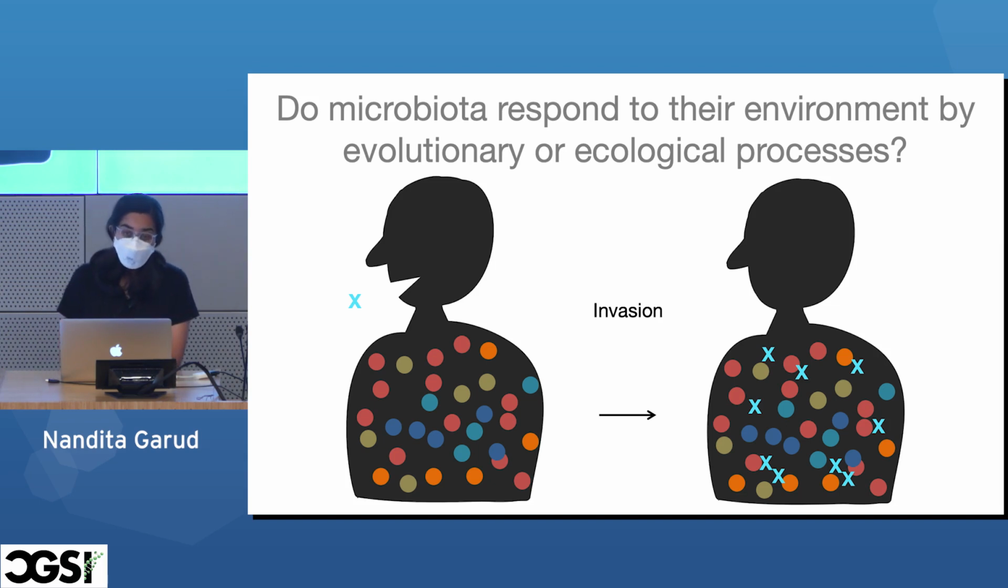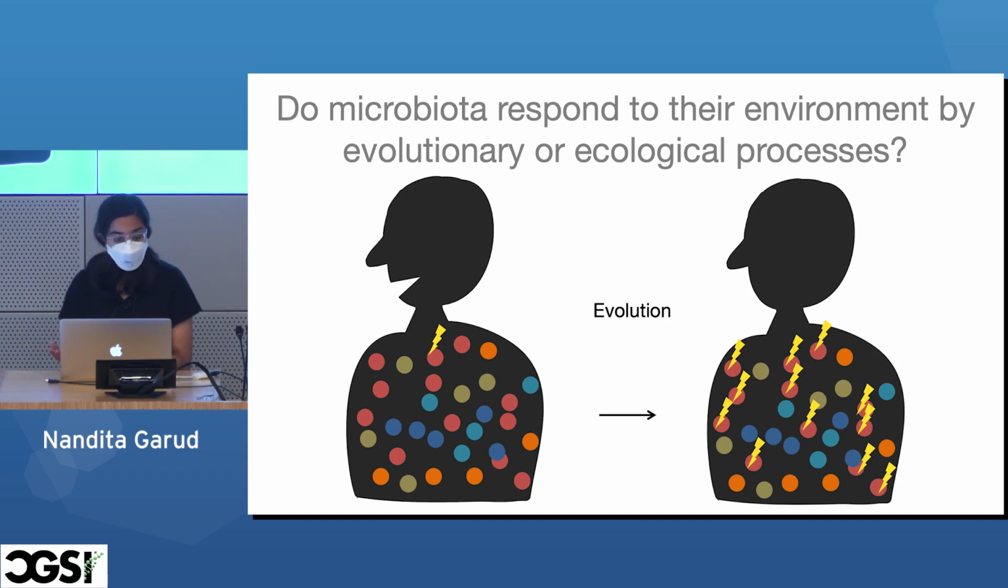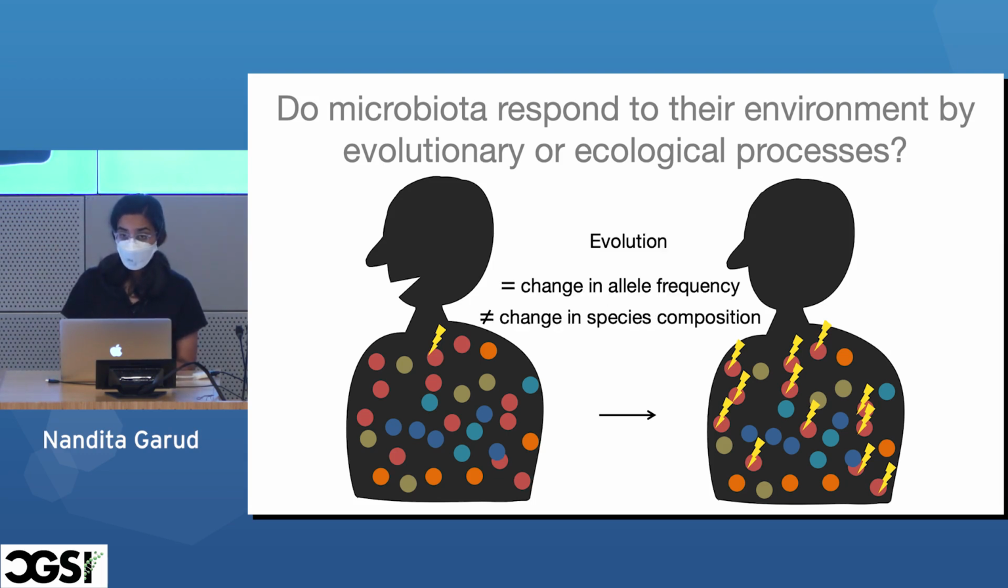But the other way that the microbiome could respond to change is by evolutionary change, where a new mutation enters the population and then spreads to high frequency. And when I talk about this concept of evolution, especially in the context of the microbiome, I want to make clear that I'm talking about a change in allele frequency, not a change in species composition.